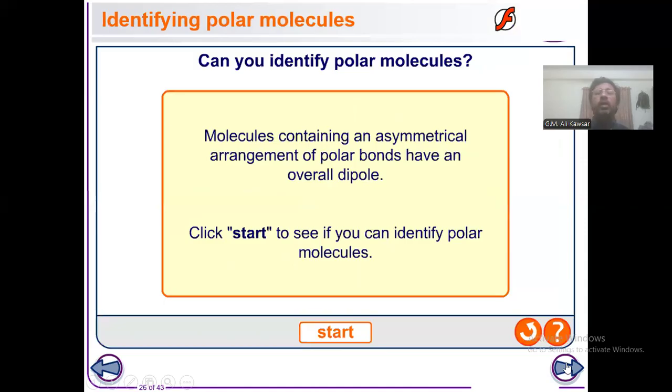This is the end of the topic discussed on polarization, and polar bonds exist in bonding, and this is part of the bonding chapter in AS level chemistry. I hope you understood, and you can still ask me a question if you have any confusion. Thank you very much.